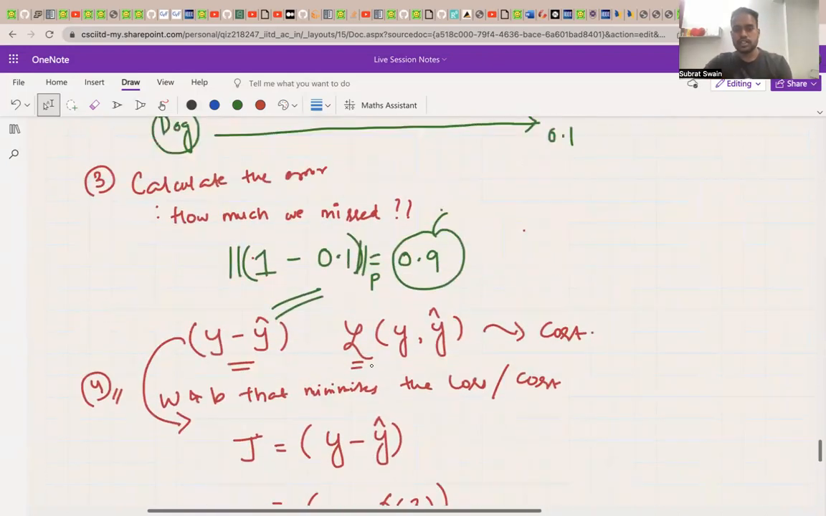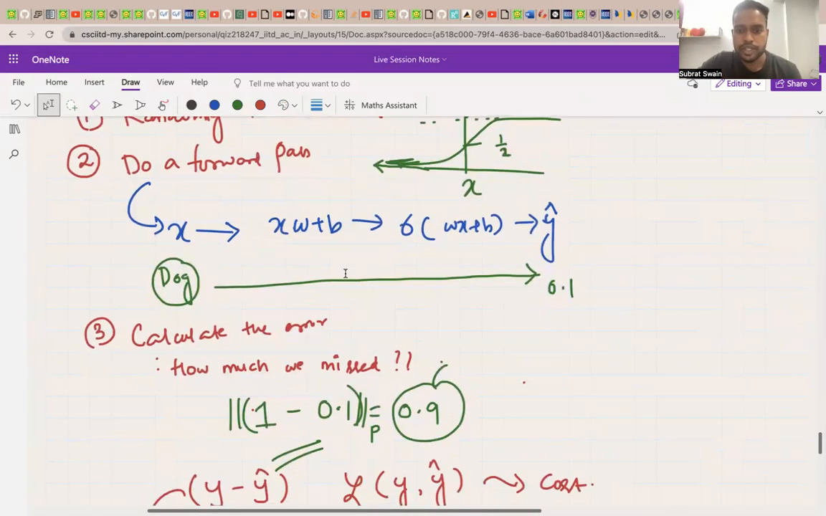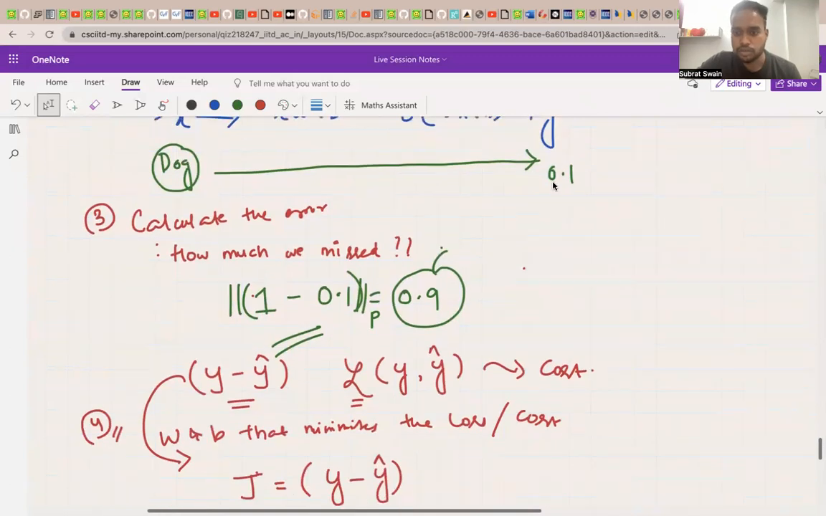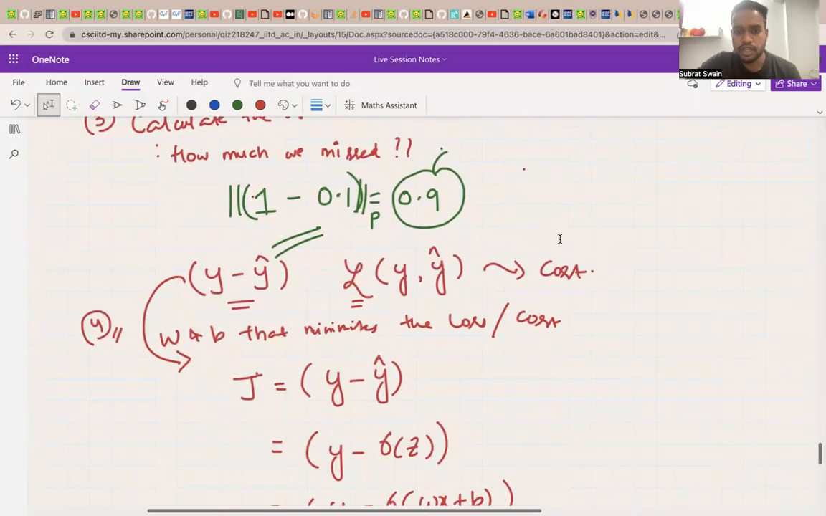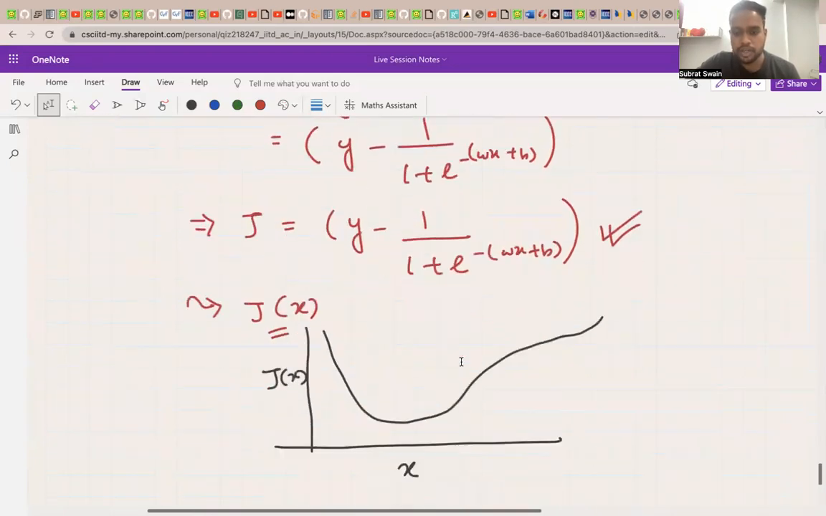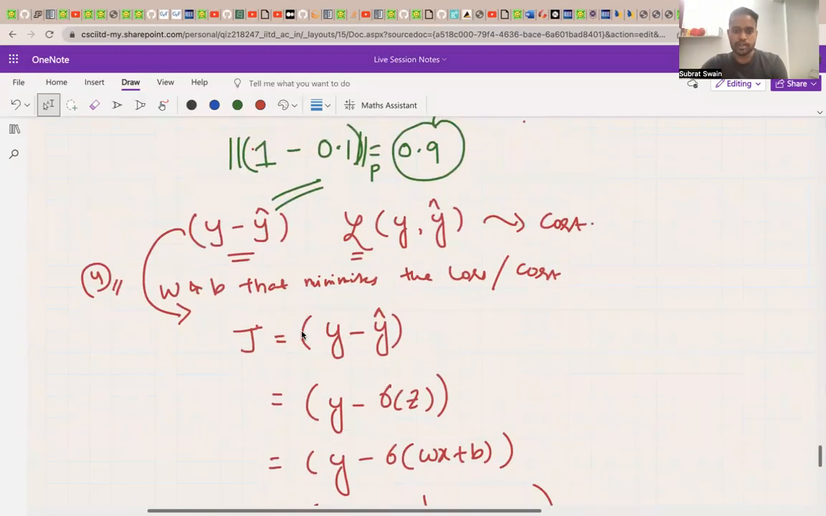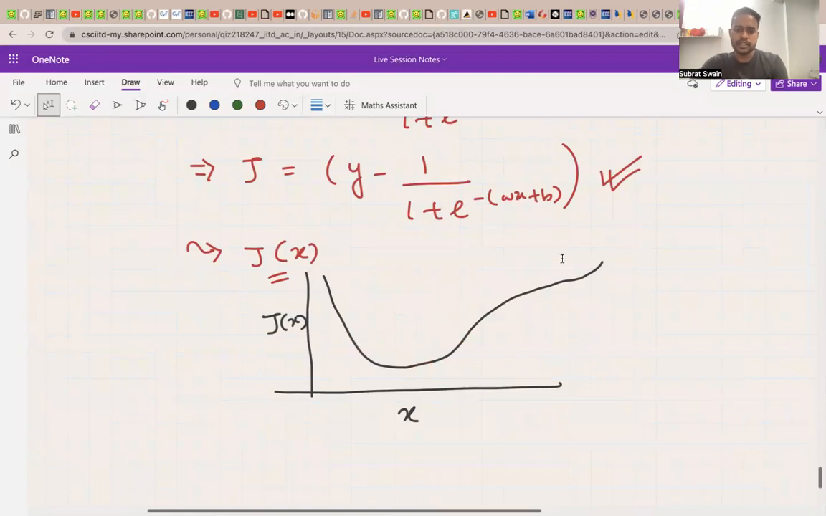So I'll just reiterate what I said. We initialize W and B randomly. We did a forward pass, so we got the 0.1. We found the error, and I expanded this y minus y hat till this point, and plotted this g of x, or y minus y hat, like this. Let's say this looks like this, and this is x. So what is our goal?